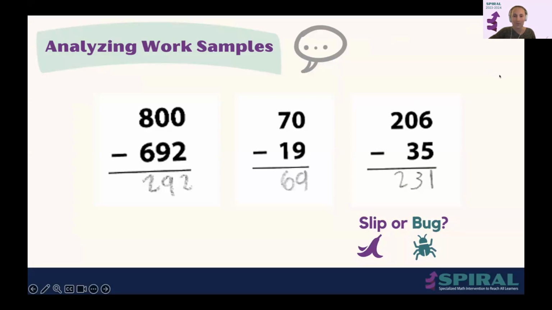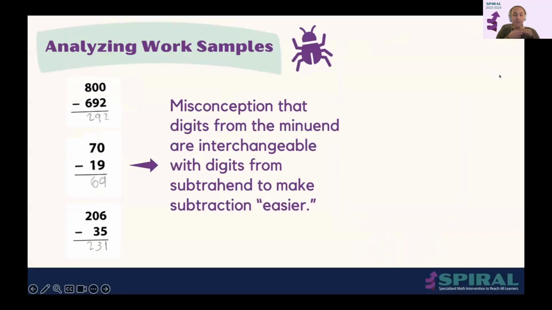Absolutely. So this student has a misconception that the digits from the minuend are interchangeable with digits from the subtrahend in order to make subtraction easier. So, for example, in that second problem, 70 minus 19, they weren't sure what to do when 70 has a 0 in the ones place and they need to subtract 9 ones. And so they flipped those digits. And really, instead of solving 70 minus 19, they solved 79 minus 10, which is not the same.